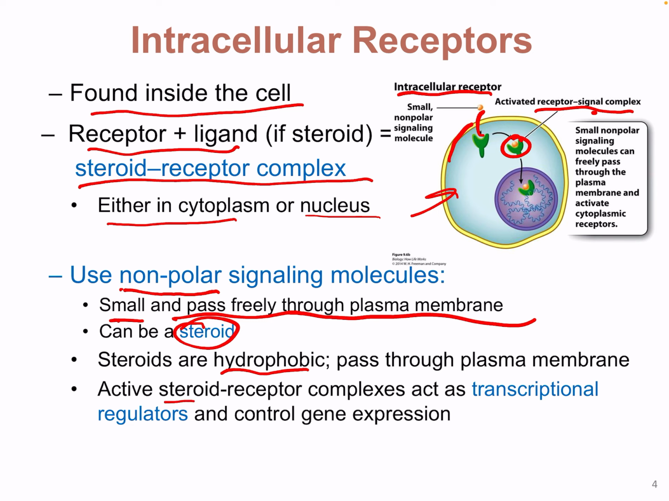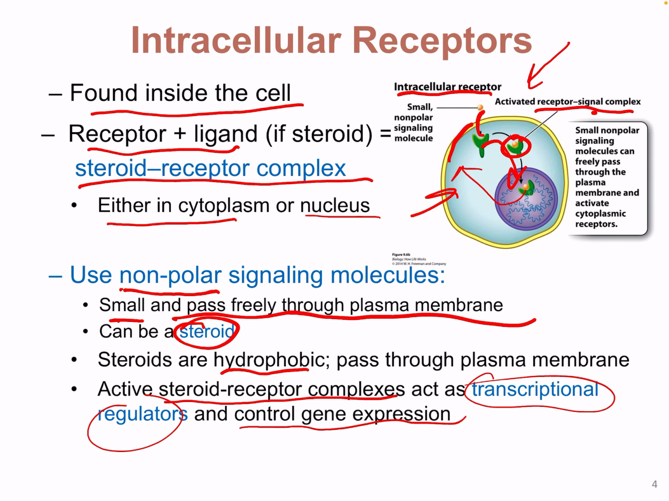These activated steroid receptor complexes act as transcriptional regulators. Essentially, we have a steroid, let's say epinephrine, a hormone or a steroid. For example, testosterone binding to an intracellular receptor. This then goes into the nucleus and activates transcription, usually resulting in some sort of effect and change in the cell. Again, this controls gene expression.